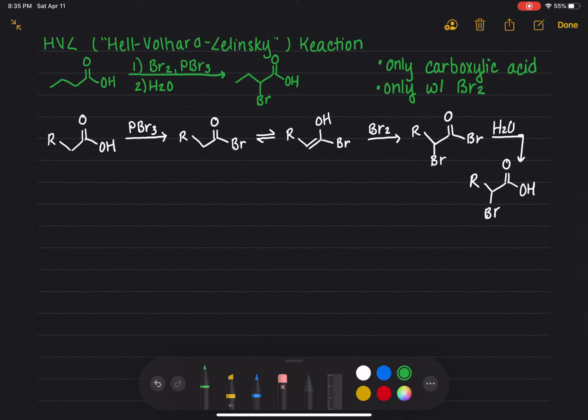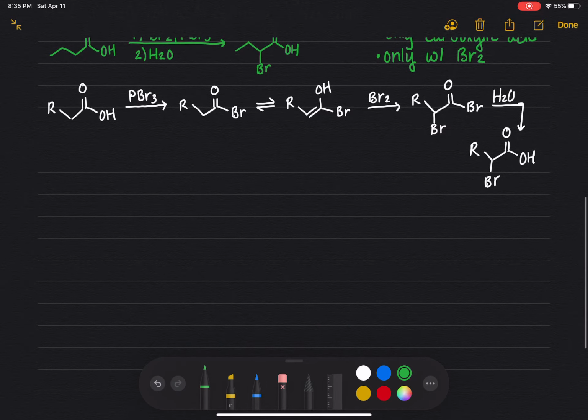The next reaction that we're going to look at in this section is base catalyzed halogenation. In this reaction, there's actually two different types of reagents that we can use for the base catalyzed reaction.